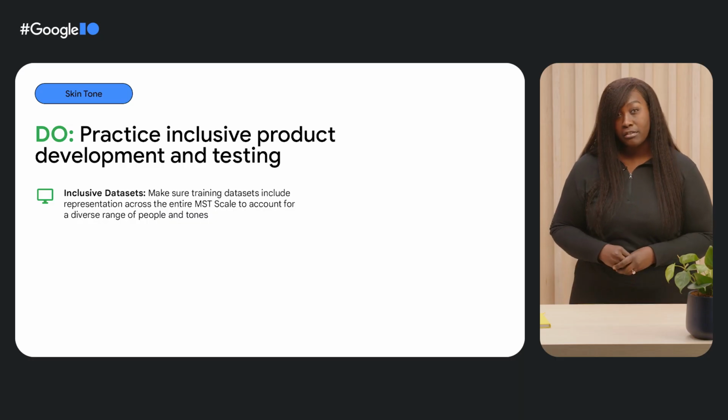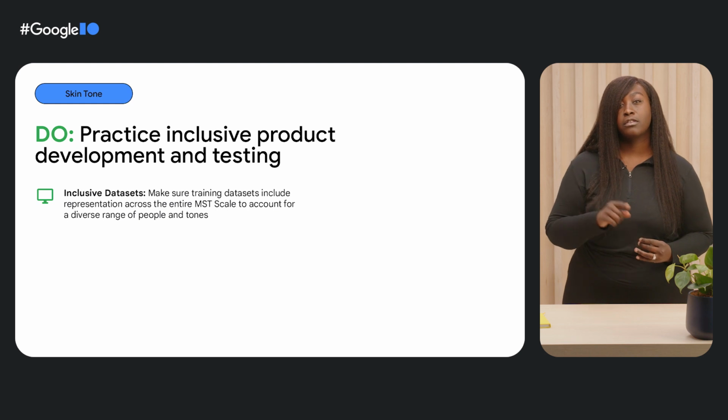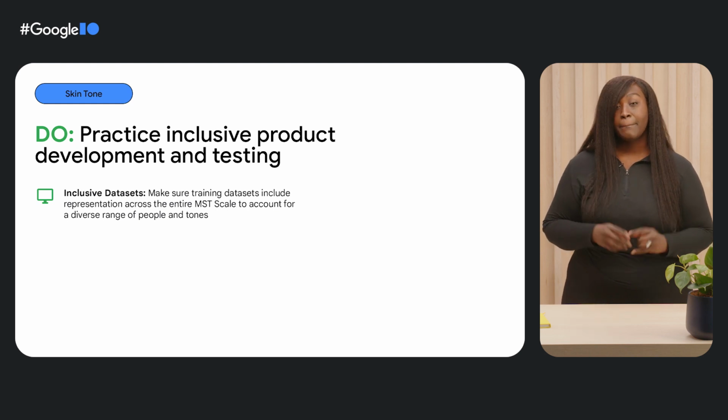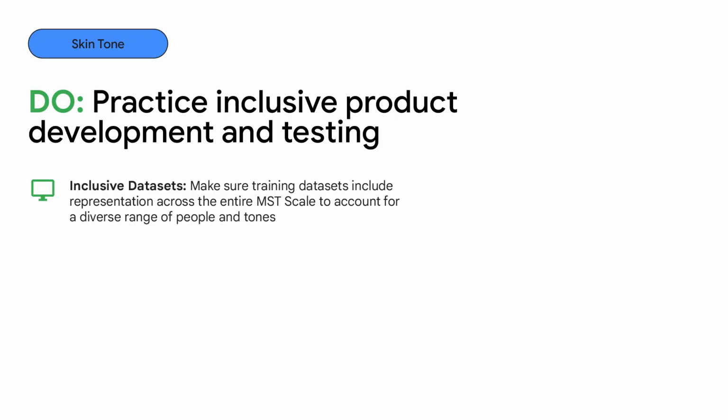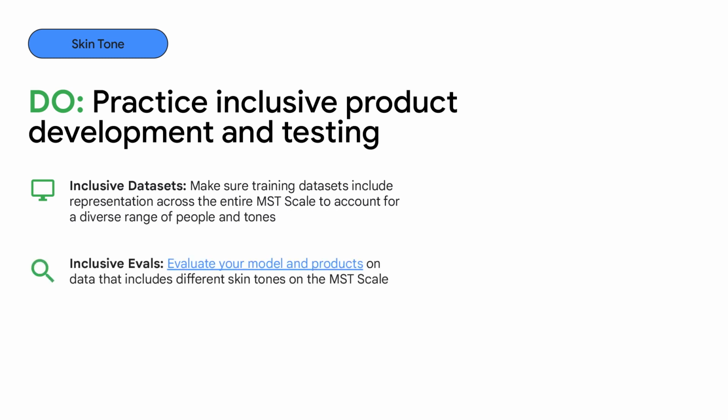So when you're building products, make sure you practice inclusive product development and testing. Particularly, you want to build inclusive datasets. This means making sure training, evaluation, and dogfooding datasets include representation across the entire MST scale to account for a diverse range of people and tones. Secondly, you want to run inclusive evals. This means you should evaluate your algorithm and products on data that includes as many tones on the MST scale as possible. And thirdly, you should consider intersectional slicing.